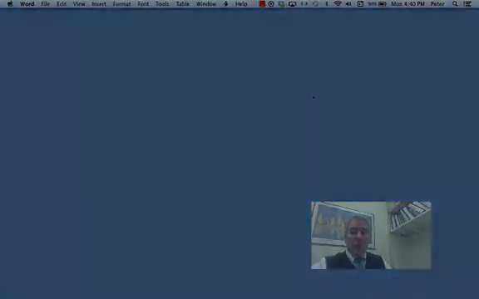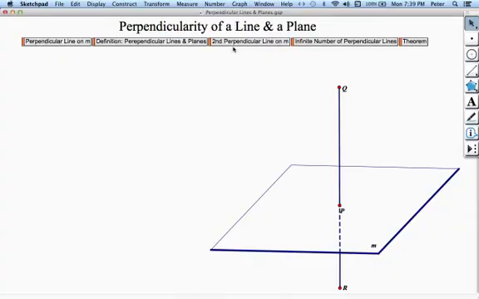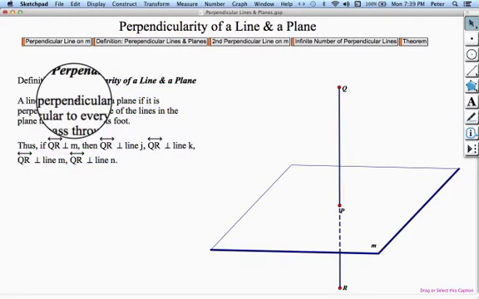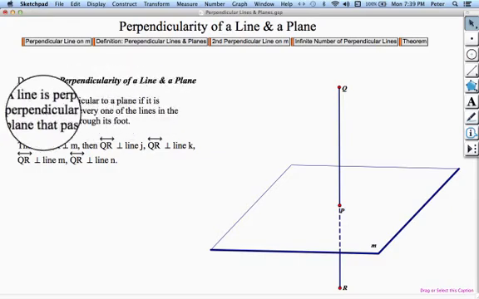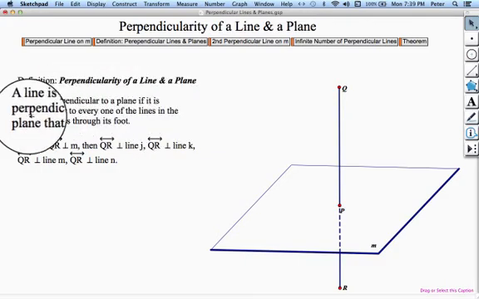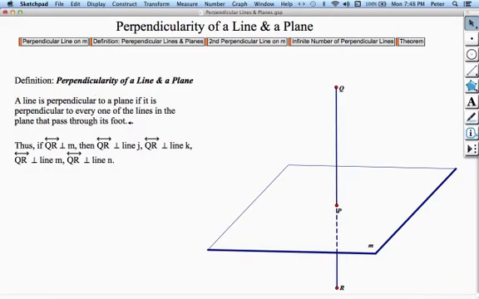Okay, so what exactly does it mean to say that a line is perpendicular to a plane? Please get this in your notes. A line is perpendicular to a plane if it is perpendicular to every one of the lines in the plane that passes through its foot.